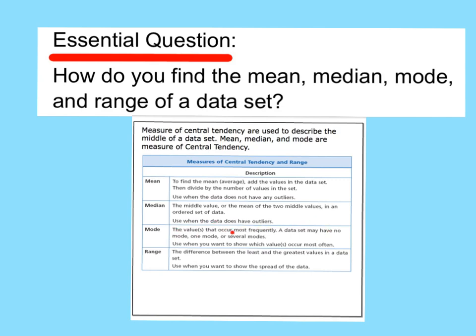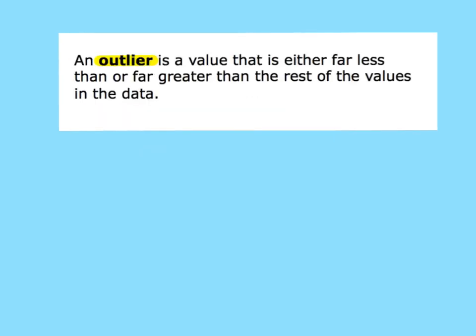The mode, the value that occurs most frequently. A data set may have no mode, one mode, or several modes. And then range, that's the difference between the least and the greatest values in a data set. This is when you want to see the spread of the data. All right, so first thing we're going to look at is outlier.